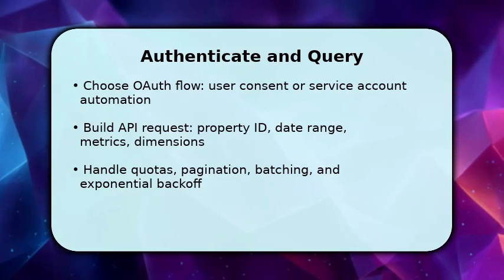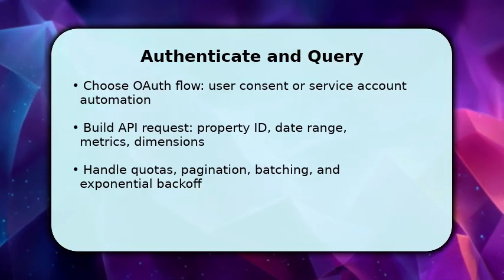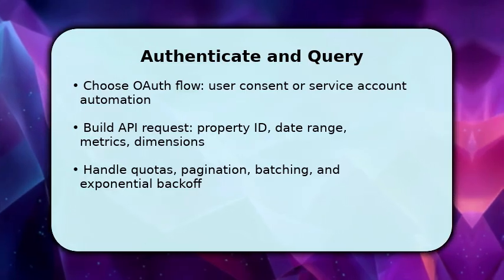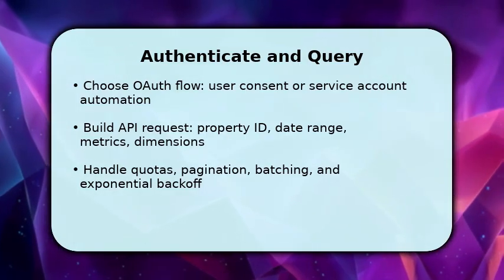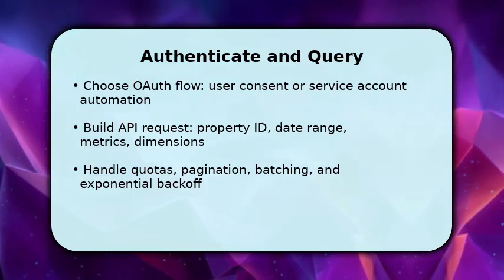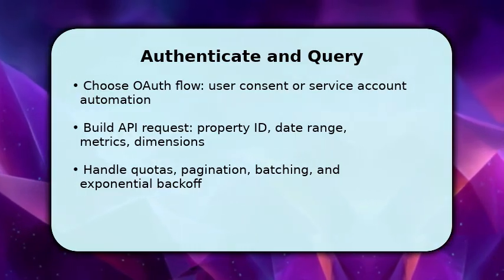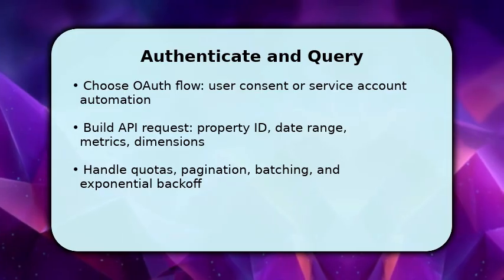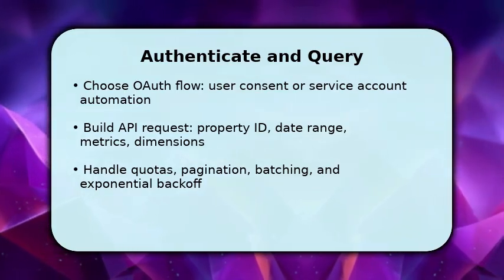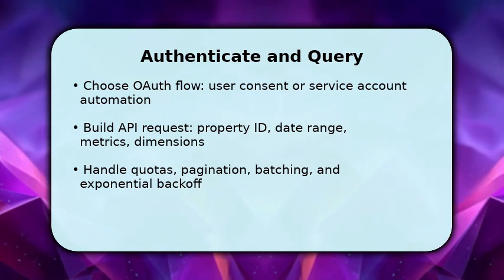You now focus on authentication flow and constructing requests so data flows reliably. If you need user-specific data, implement OAuth consent. For automated pipelines, use a service account with proper permissions. Next, craft the reports request, set the property ID, date range, metrics, and dimensions, and test a small date range to validate results. Make sure to respect quotas, implement pagination for large result sets, and add retry with exponential backoff to handle transient errors gracefully.